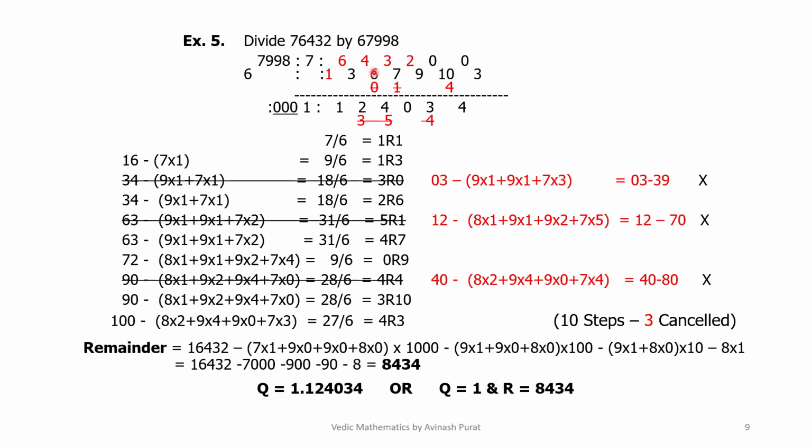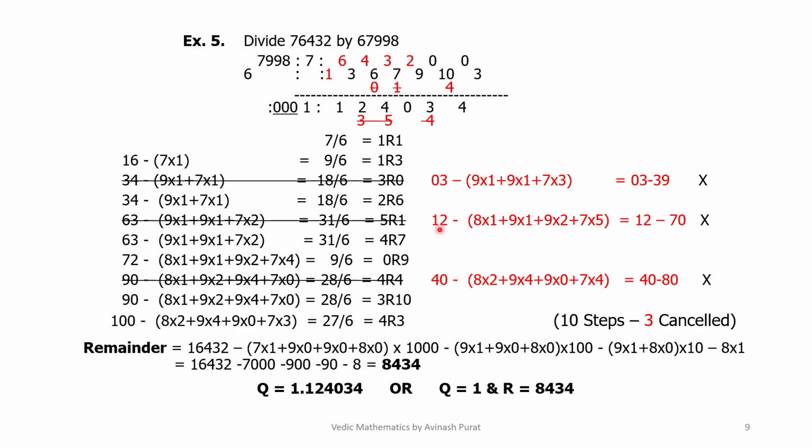So the next dividend is 63 minus 9 into 1 minus 9 into 1 plus 7 into 2, that gives us 31 divided by 6. Now we take 5 as quotient and the remainder is 1.